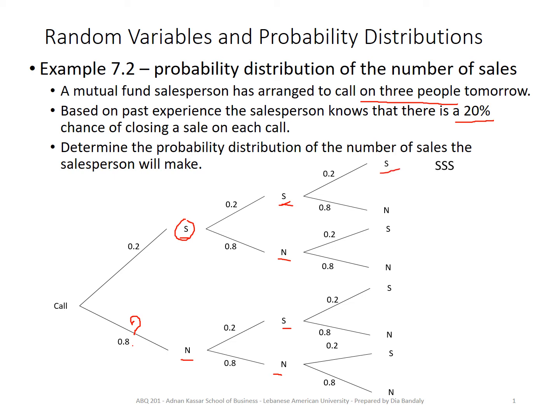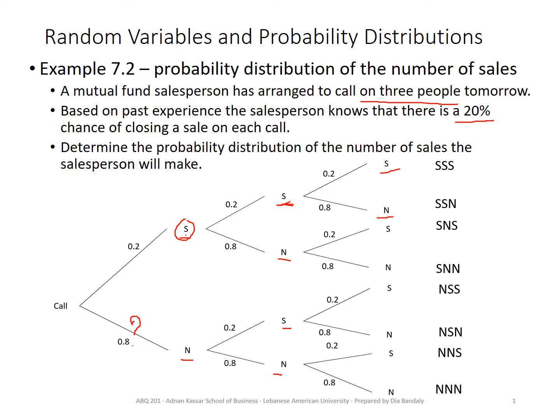Second one, we have a sale, then we can go now. This pass again sale, but now instead of moving here we move down and we have a no sale, so we call that sale, sale, no sale. Now the third one, now you should be familiar with that, it's sale, no sale, sale, then sale, no sale, no sale, then NSS, NSN, NNS, and NNN. These are all our possible outcomes.